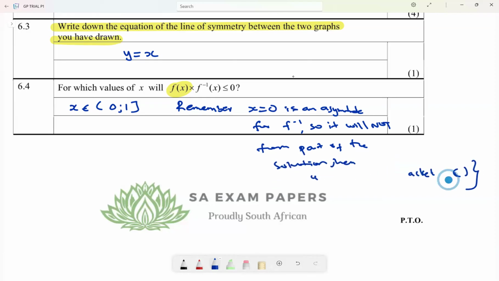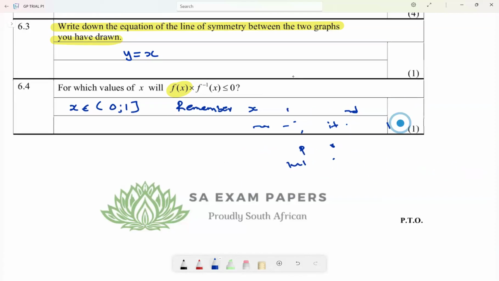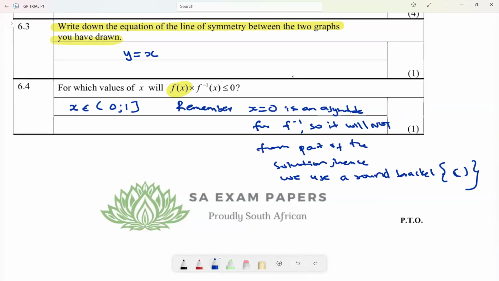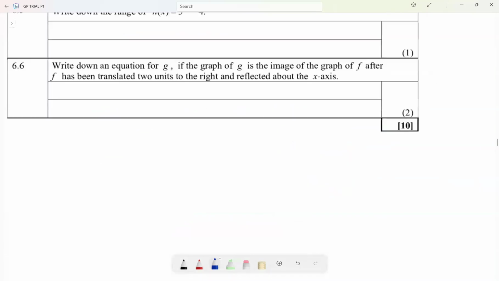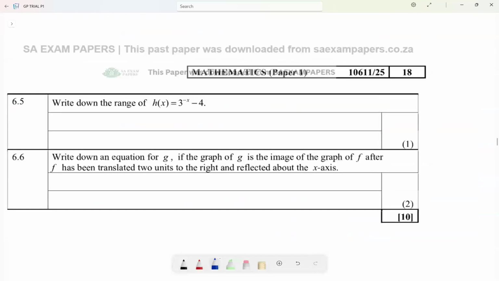Okay. You don't need all this theory. You just need to understand that. All right. Or someone might write it like this. X is between 1 and 0, including 1. Okay. Let's move without wasting any time. Write down the range of 3 to the power of negative x minus 1.